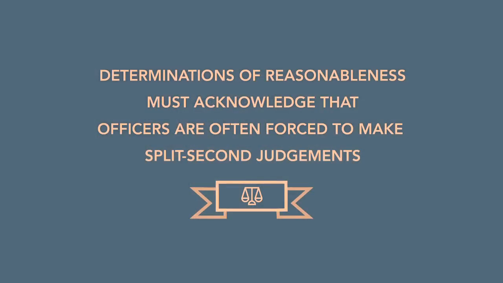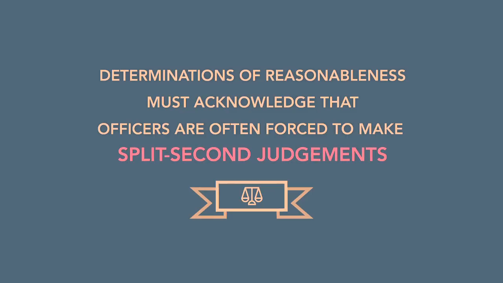When deciding whether an officer's actions are reasonable, the courts try to avoid using hindsight and instead try to consider an officer's actions from the perspective of an objective police officer on the scene. The Supreme Court has emphasized that determinations of reasonableness must acknowledge that officers are often forced to make split-second judgments in circumstances that are tense, uncertain, and rapidly evolving.